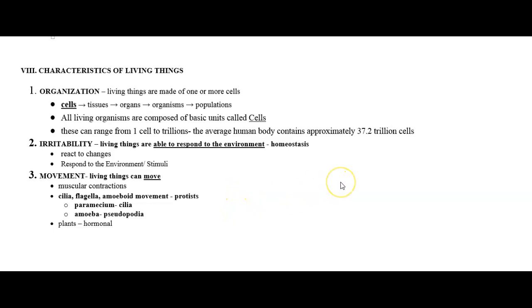Movement. Living things can move. We'll look at cilia and flagella in the paramecium and amoebas. Those are protists. Plants, let's look at plants.